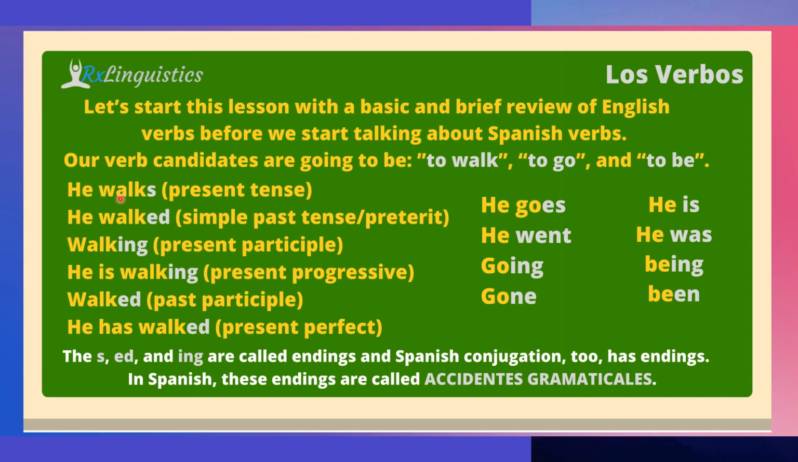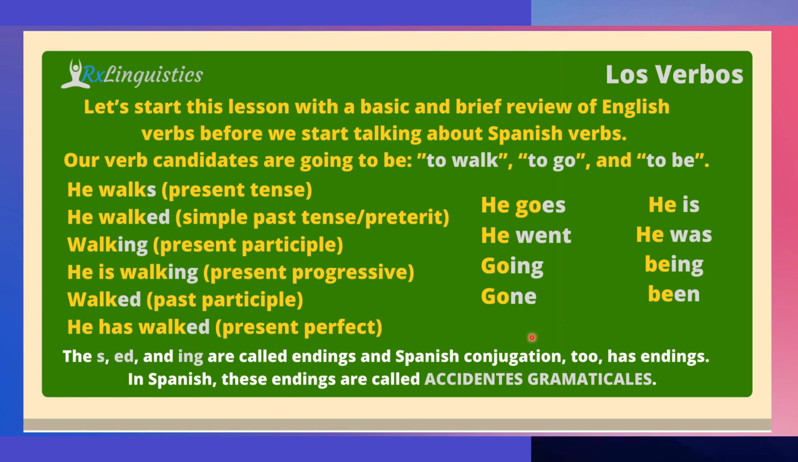Now this one is called root in English. In Spanish it is called raíz. Okay, la raíz. But in Spanish language studies, this part of the verb is known as the stem. That's why regular verbs keep the stem the same, and irregular verbs change the stem of the verb.